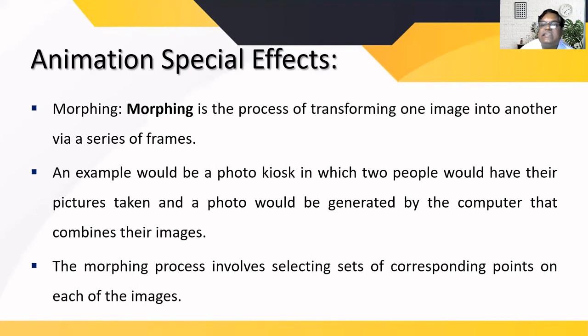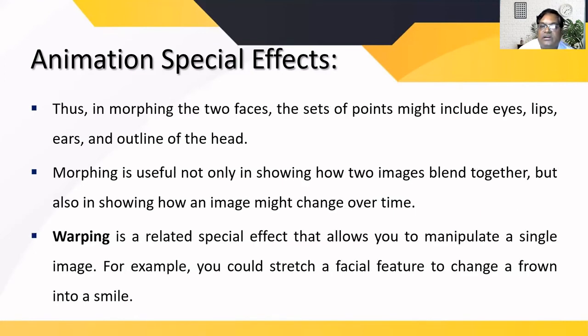So the morphing process involves selecting a set of corresponding points on each of the images. In the image, you have to select two different faces and set points that might include eyes, lips, ears, and outlines of the head. So you can turn a human face into an animal face or a kid's face into an elder's face. In a similar way, you can show how two images blend together, and also how an image might change over time.